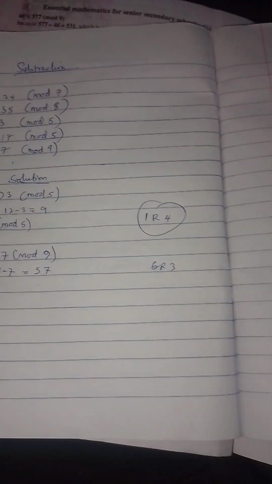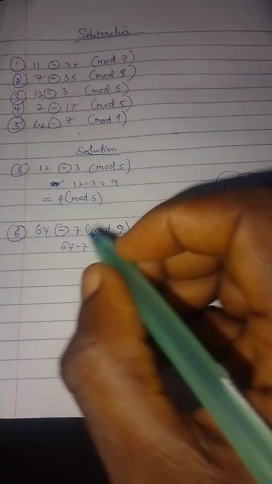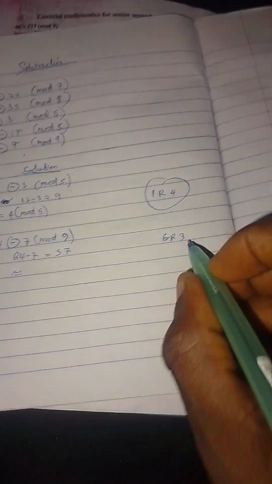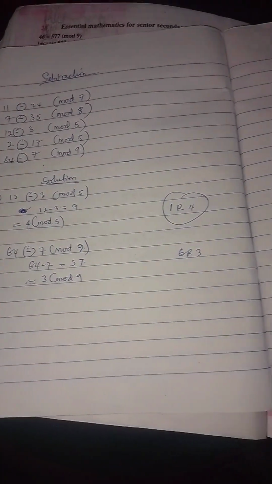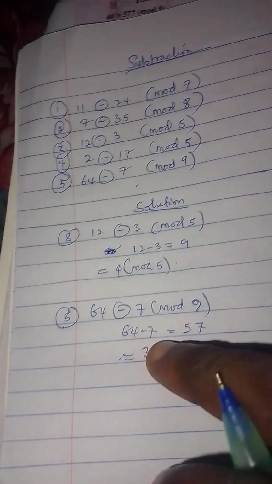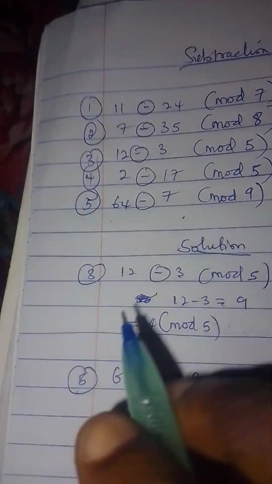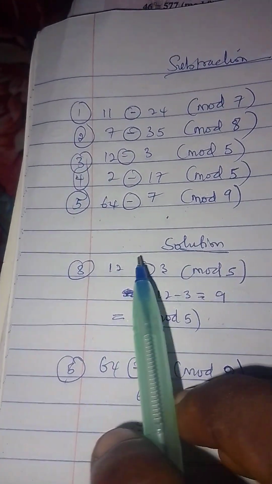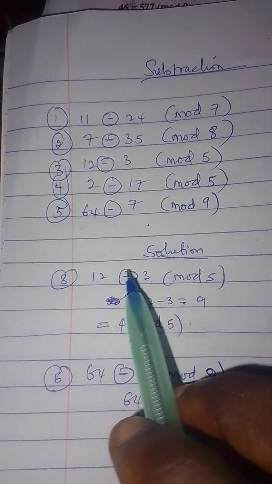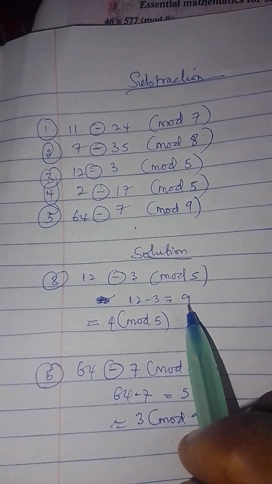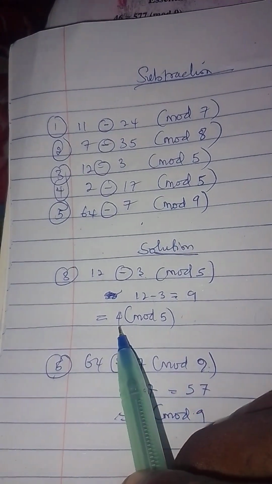How did I get that? Because 6 times 9 is actually 54, and then it will be remaining 3 to get 57. So in that case, my answer is 3 in mod 9. Is that clear? 3 in mod 9. Now, we can only apply this method when the first number given is greater than the second one, because it's going to give us a positive answer before we can get what we're looking for.